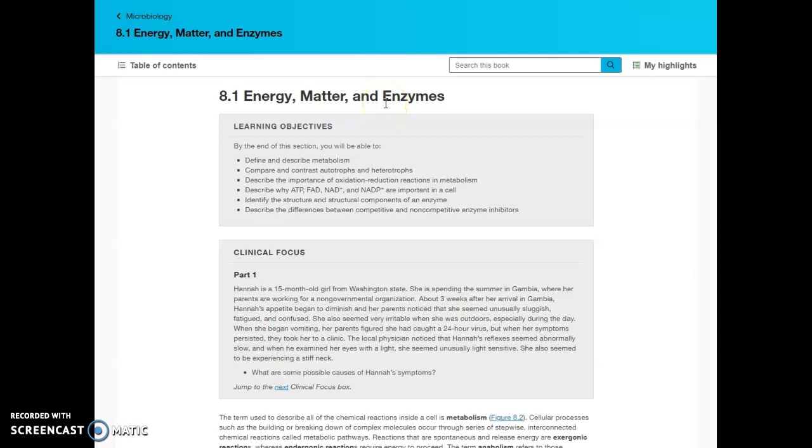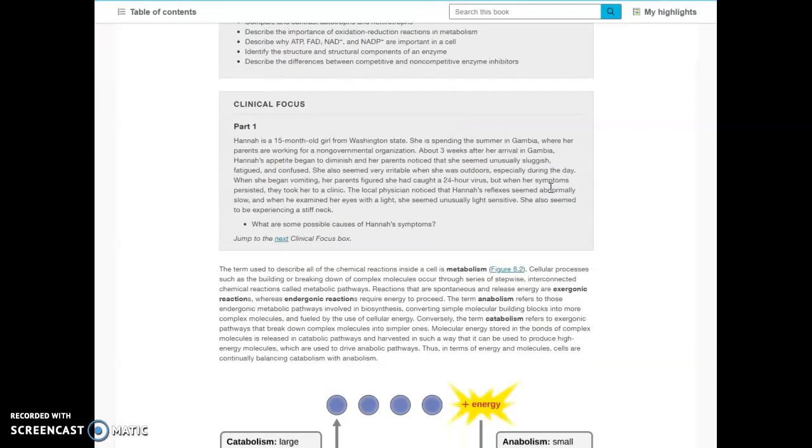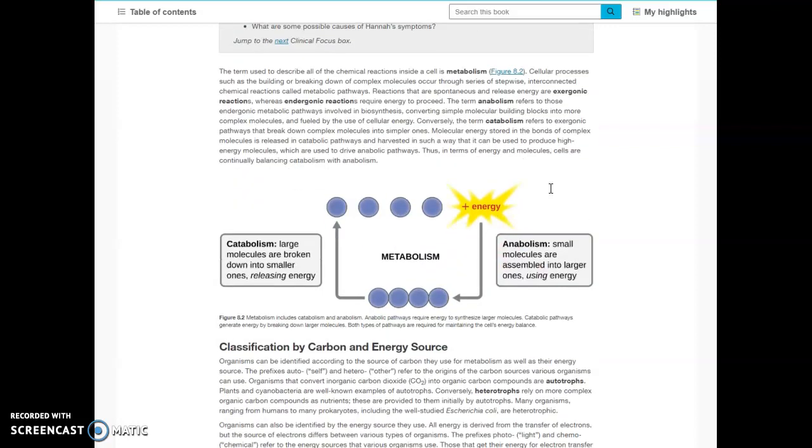In Chapter 8, we are taking a look at microbial metabolism. And Chapter 8 starts off with some information about what energy is and enzymes, which are necessary for metabolism to take place.